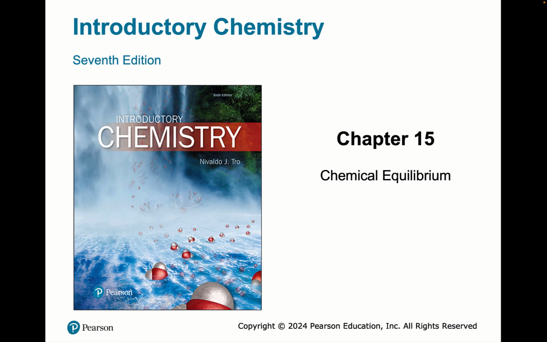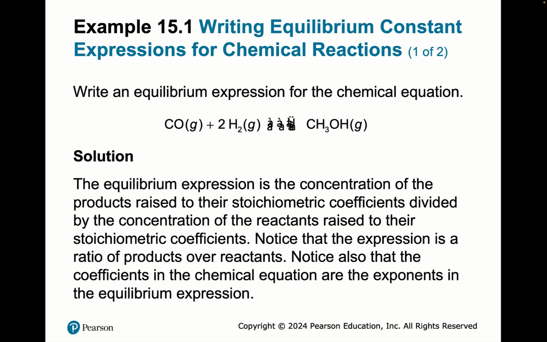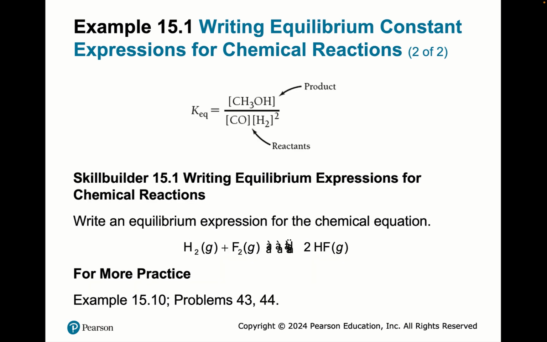Okay, we're on to chapter 15, problem set, dealing with chemical equilibrium. So let's look at this equation here. Carbon monoxide plus two hydrogens in equilibrium with methanol. What is the equilibrium expression? So the equilibrium expression is the products over the reactants raised to their stoichiometric coefficients. So it's the concentration of methanol divided by the concentration of carbon monoxide times the concentration of hydrogen squared.